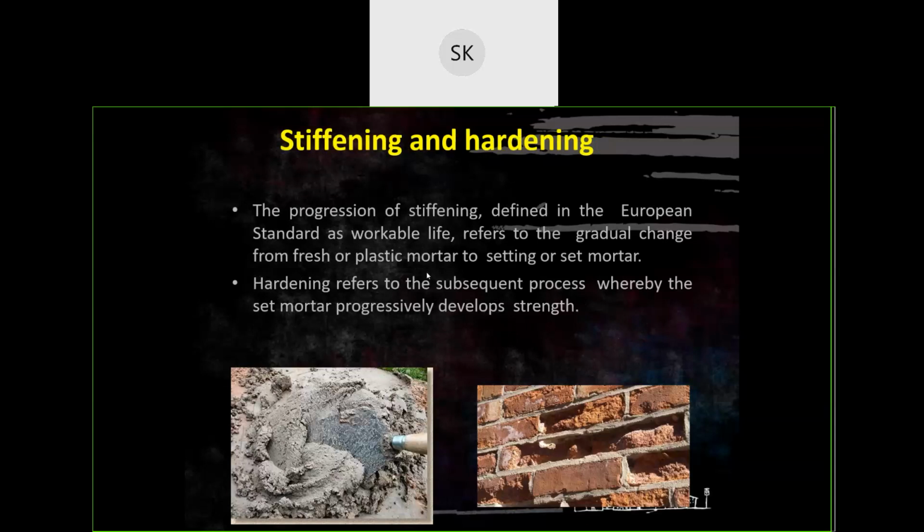Now, stiffening and hardening. The progression of stiffening, defined in the European standard as workable life, refers to the gradual change from fresh or plastic mortar to setting or set mortar. So when your mortar is fresh, it is in a kind of semi-liquid form. Then after it hardens, it turns into a plastic form. Hardening refers to the subsequent process whereby the set mortar progressively develops strength. So when the mortar gets hardened, it starts developing its strength.